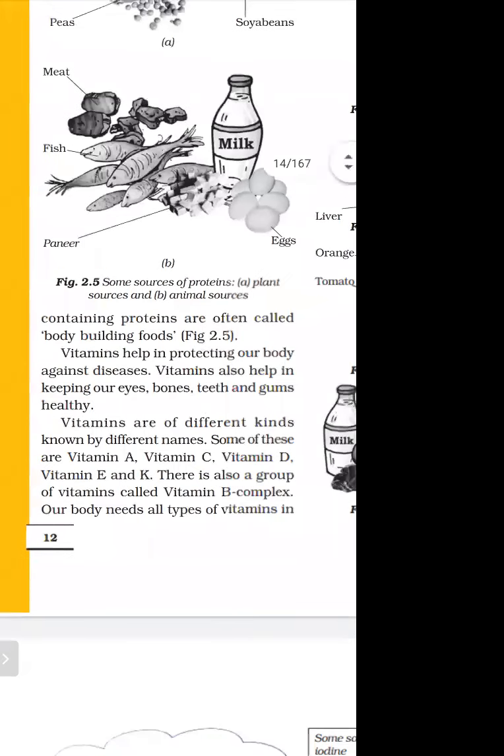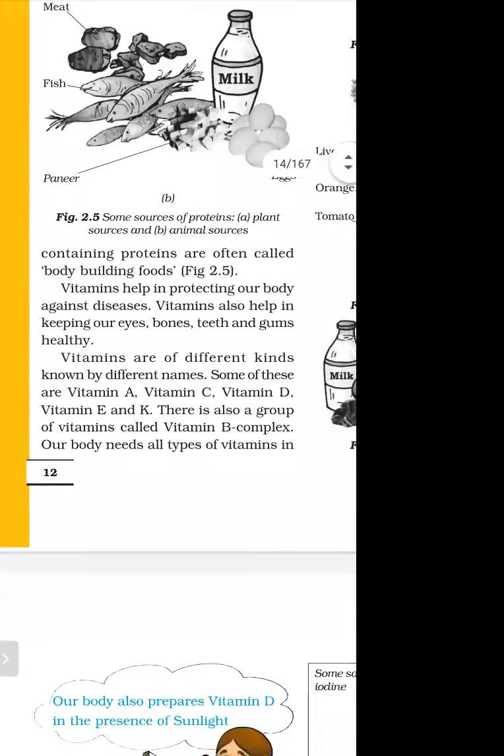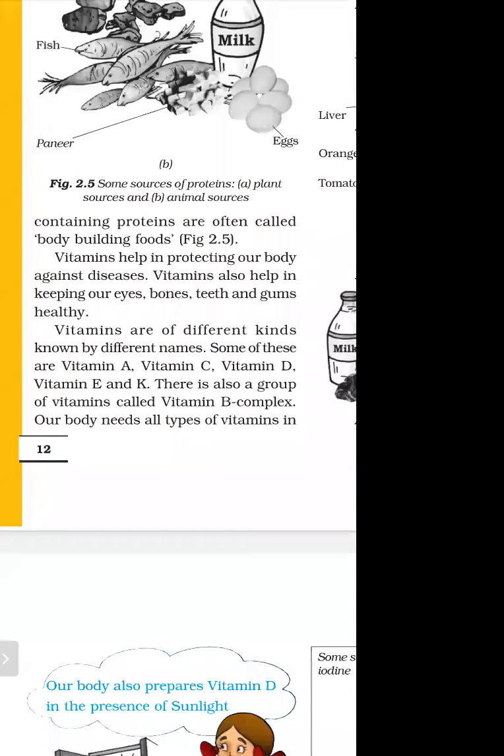And there are different kinds of vitamins: vitamin A, vitamin B, vitamin C, vitamin D, vitamin E, and vitamin K. And there is also a category group of vitamin B, and this group is called vitamin B complex.